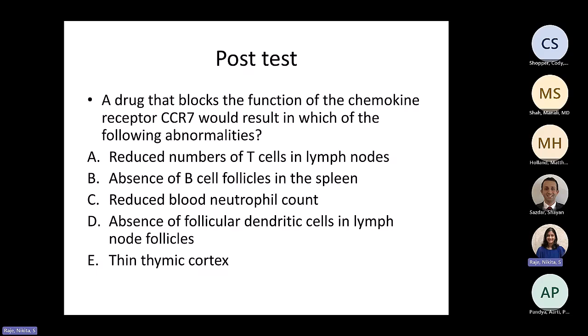A couple of questions again. A drug that blocks the function of the chemokine receptor CCR7 would result in which of the following abnormalities? A, reduced number of T cells in lymph nodes. That is correct. If CCR7 is blocked, the cells wouldn't know how to get to the lymph nodes, and then within the lymph nodes, to the T cell zone. So the number of T cells in the lymph nodes would be reduced.